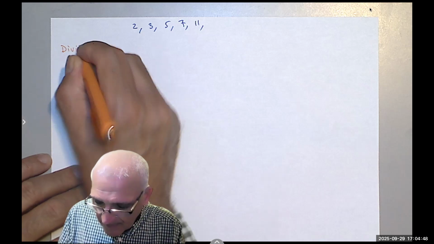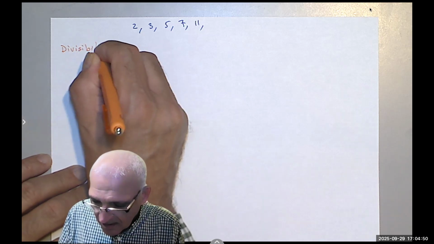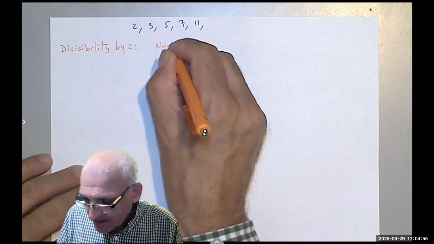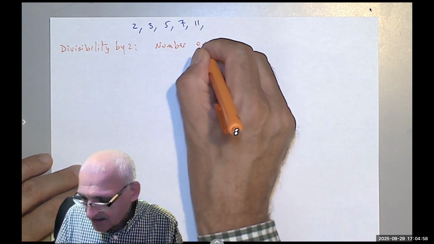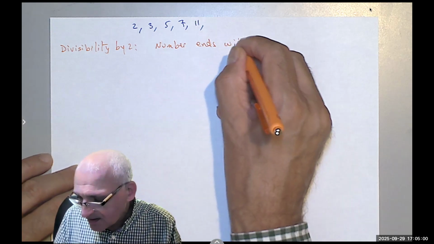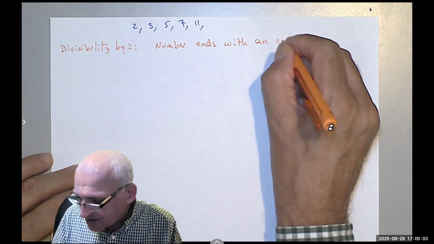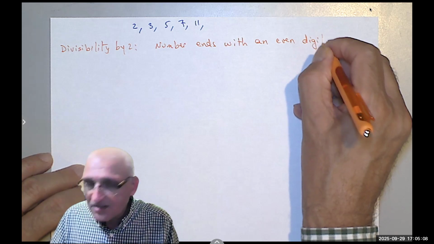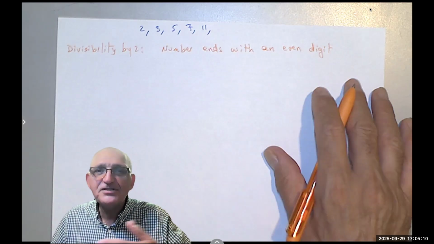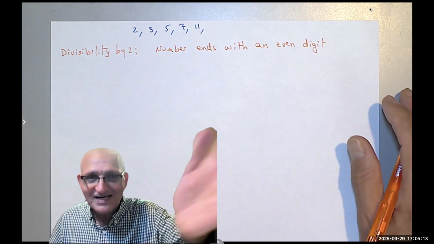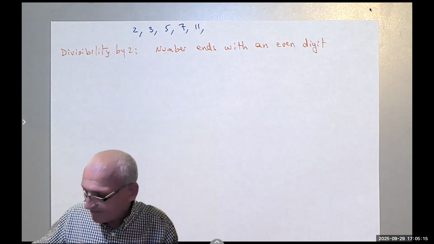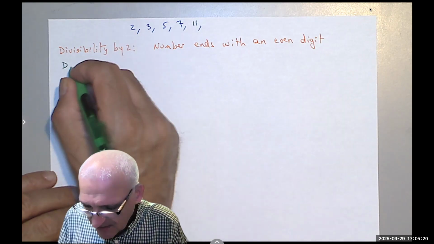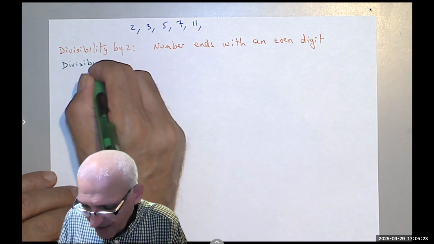Divisibility by 2: the number ends with an even digit. So the ones digit, or the units, is either 0, 2, 4, 6, or 8. And pretty much I guarantee everybody knows that, so we didn't need to waste time on it. Same thing with 3, probably. If not all, then 99% of you know divisibility by 3.